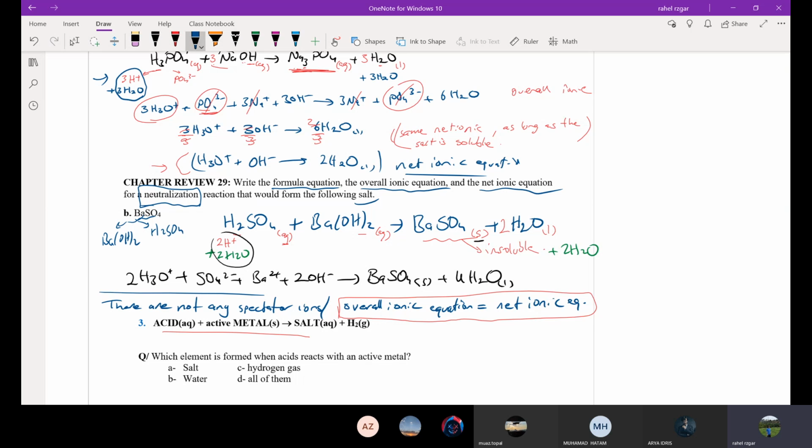So in this reaction, here there are both double displacement and neutralization. Why neutralization? What is the reaction in neutralization? Between H3O and OH to form H2O.